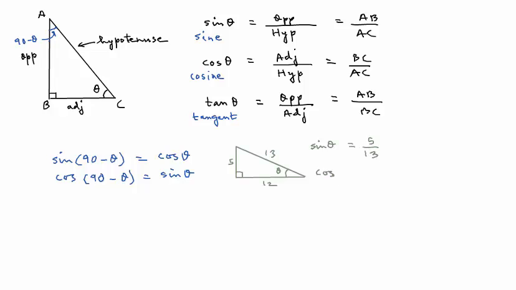Cosine theta is the adjacent over the hypotenuse. That's 12/13. And tan theta or tangent theta is the opposite over the adjacent. That's 5/12. Is there a way we could find out the value of theta? How many degrees is this?